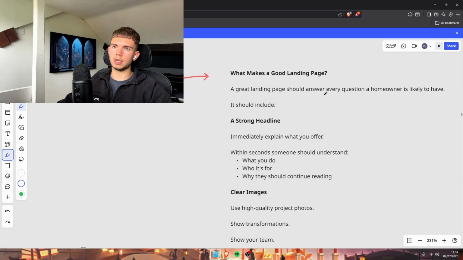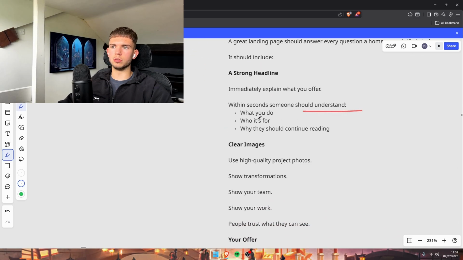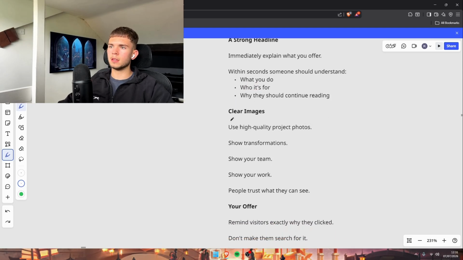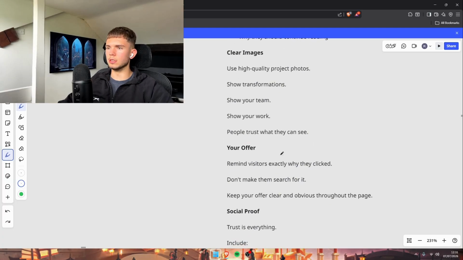A great landing page should answer every question a homeowner is likely to have. It should include a strong headline that immediately explains what you offer. Within seconds, someone should understand what you do, who it's for, and why they should continue reading. It needs clear images: use high quality project photos, transformations, show your work, show your team. People trust what they can see.